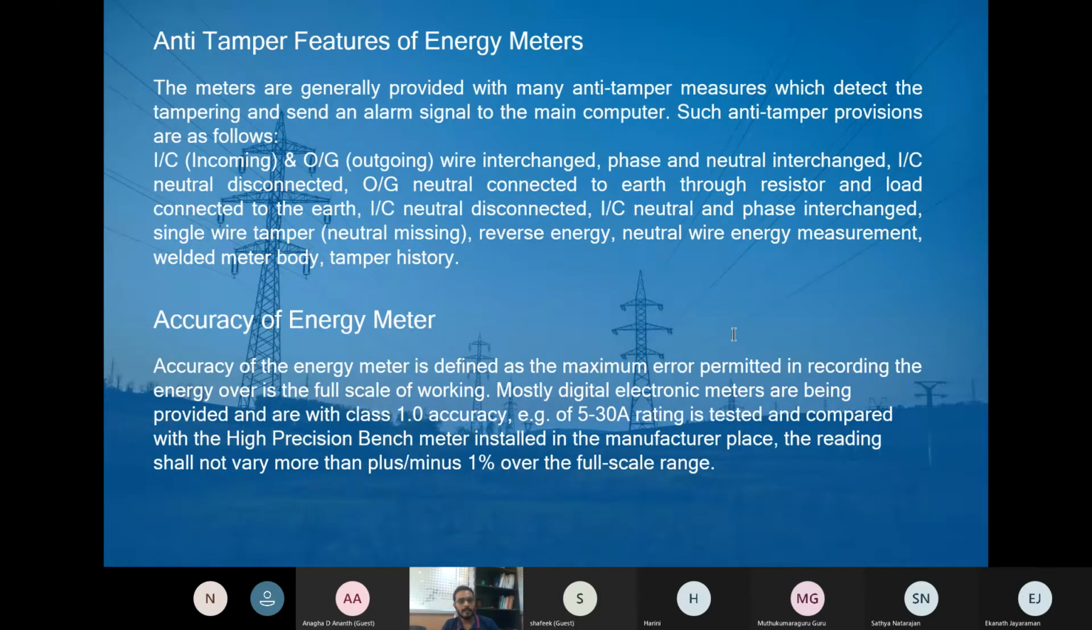So no one shall try to tamper with the energy meter, either by themselves or with the assistance of a meter reader, as the consequences can be heavy penalty and also imprisonment.